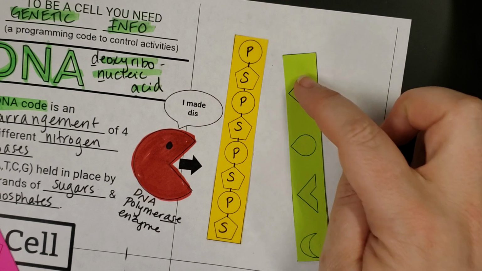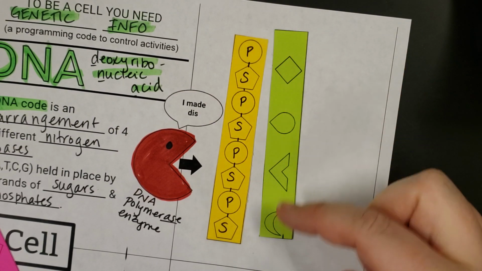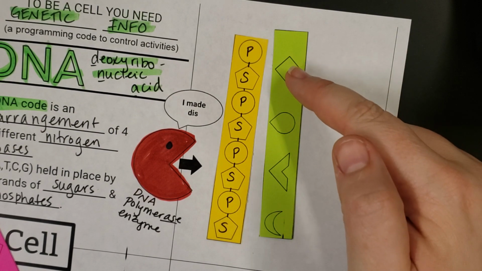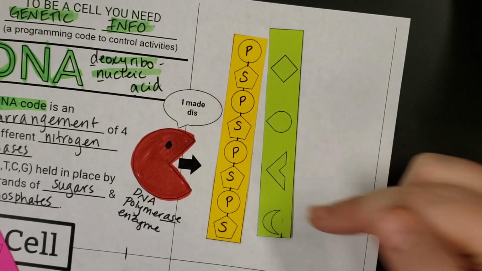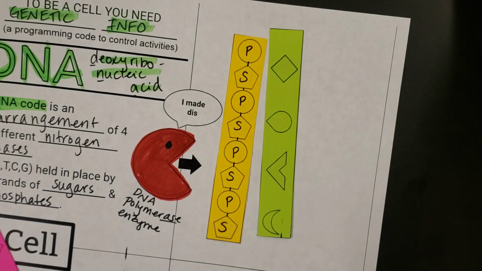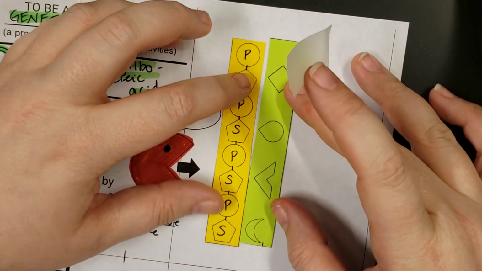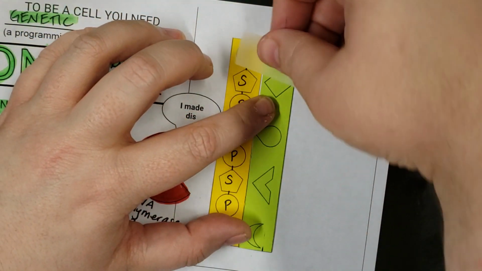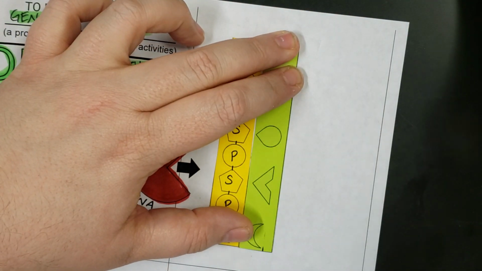Then we're going to take your strip that has the diamond on it. And you see here we have 4 shapes. This is A, C, T, and G, which we'll get to labeling in just a second. These shapes actually connect to the sugars. So we're going to line them up and tape them down.